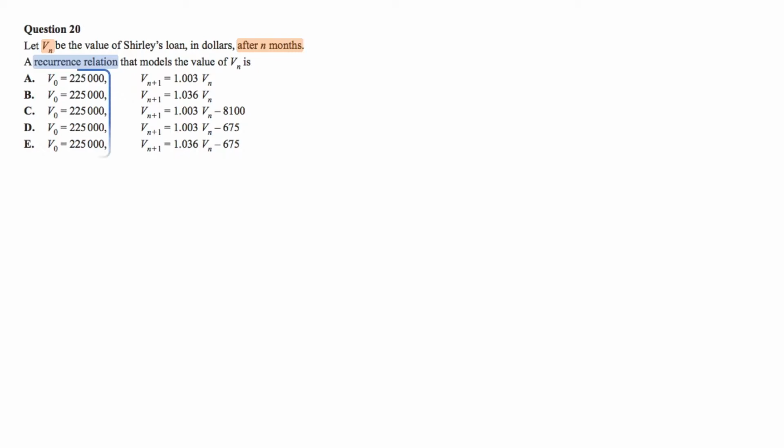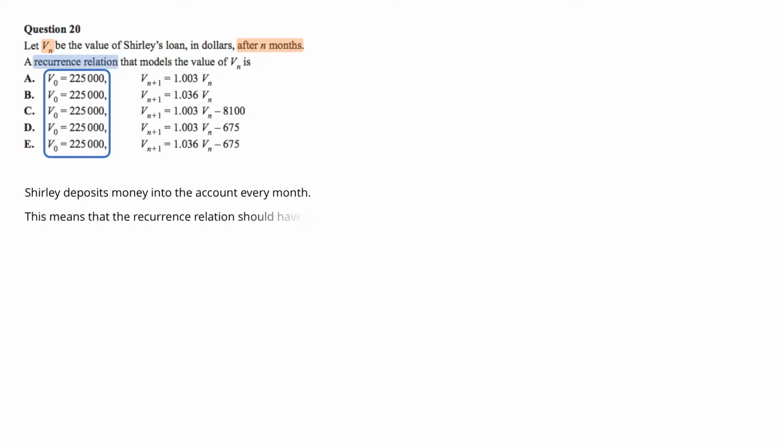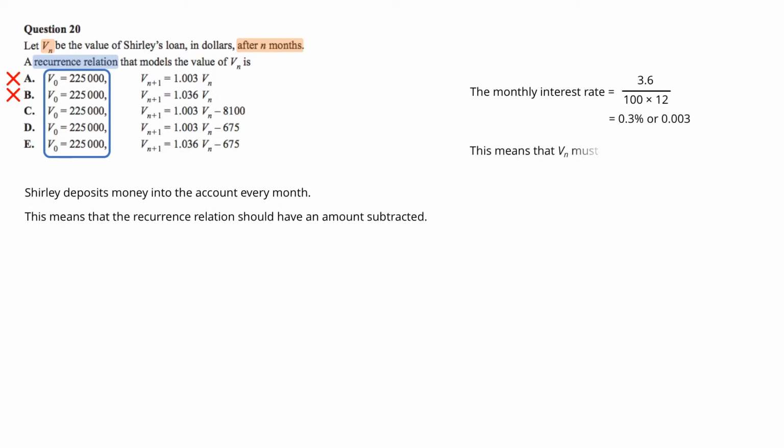First of all, the 5 options have V0, which is equal to $225,000. Shirley deposits money into the account every month. This means that the recurrence relation should have an amount subtracted. For this reason, we can cross out options A and B. The monthly interest rate is equal to 3.6 all divided by 100 times 12, which is equal to 0.3% or 0.003. This means that Vn must be multiplied by 1.003. For this reason, we can cross out option E as well.